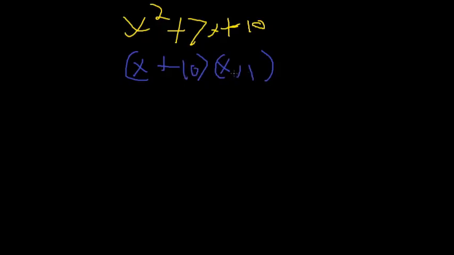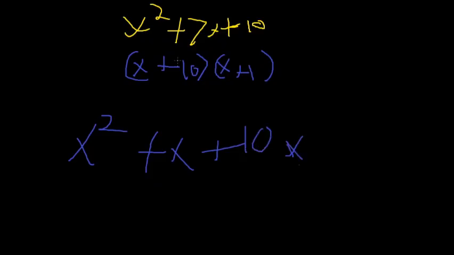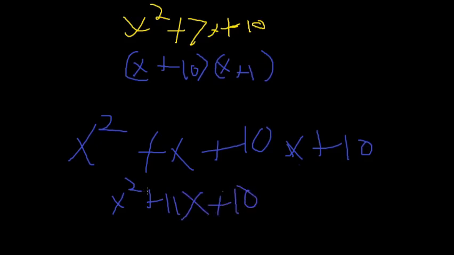So now we have to guess and check by FOILing. These two give us x squared, that one plus 10x, that one plus x, and that one plus 10. So this will give us x squared plus 11x plus 10. And now this is clearly not the answer, so we're going to start over.